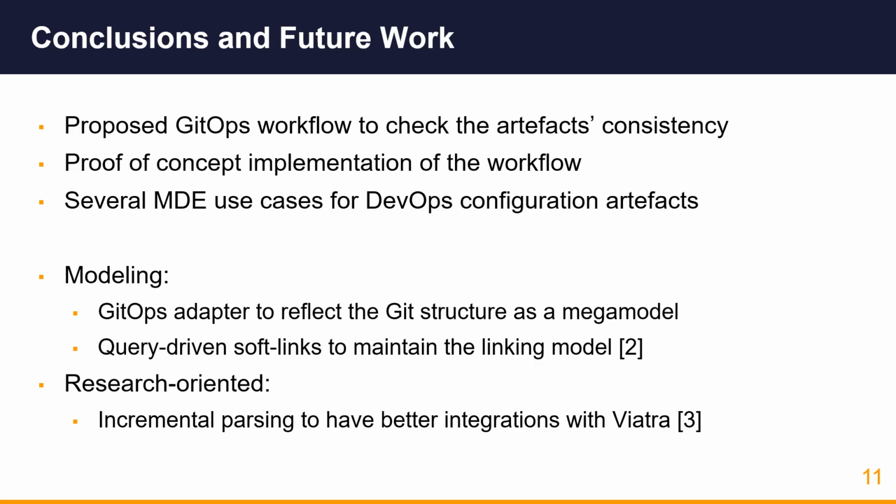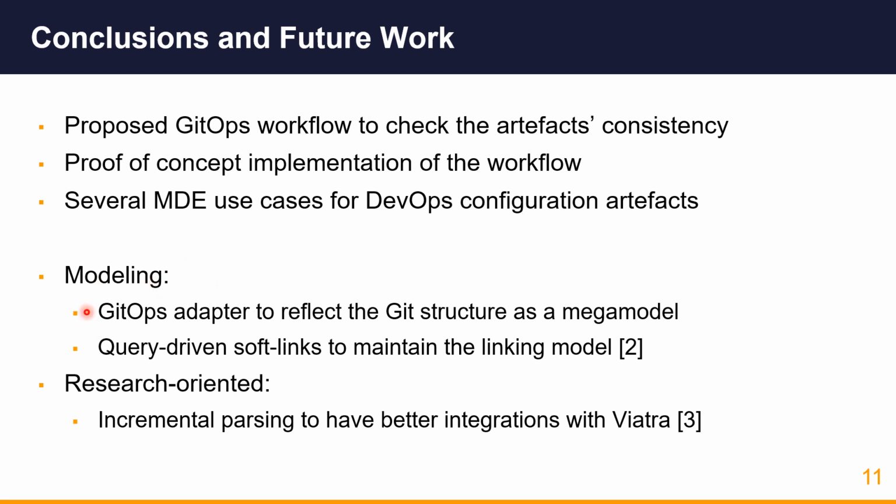To conclude our work, we proposed a so-called GitOps workflow to check the artifact's consistency. In the GitOps workflow, the Git is the central repository, and this is the single source of truth that triggers the validation workflow. The proof of concept implementation of the workflow was done, and several MDE use cases for DevOps configuration artifacts were introduced. For modeling, we made several contributions, but we have some future work left.